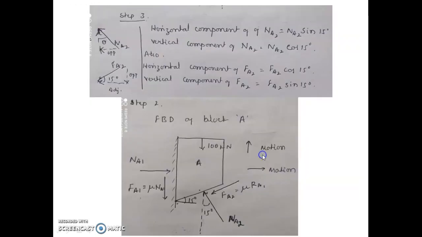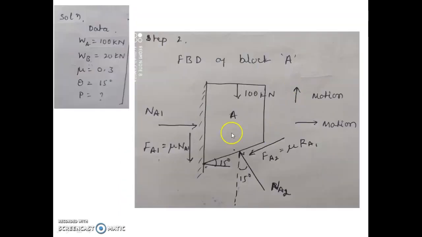Okay, next, step 3, the horizontal component of Na1. This is Na2. Na1 is horizontal and Na2 is inclined, so the horizontal component will be Na2 sine 15 degrees.